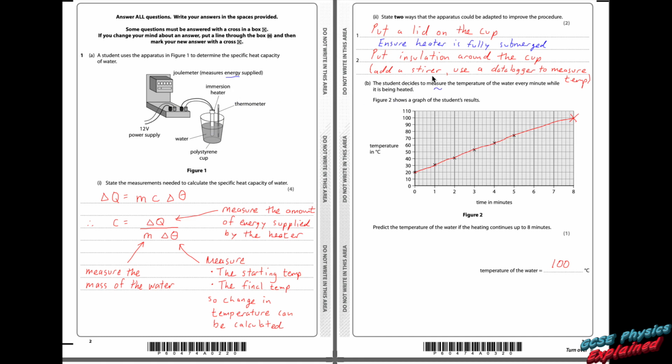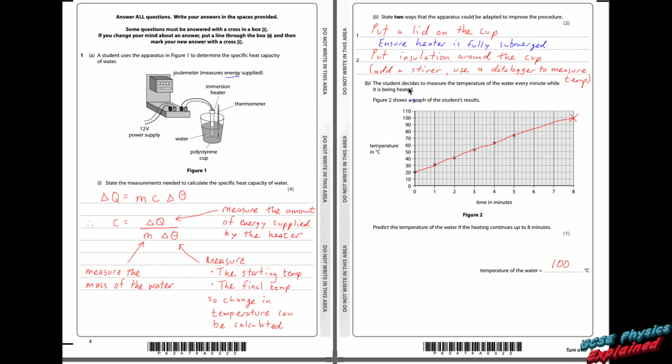And you could add a stirrer to mix the water up to make sure that the water next to the thermometer is not a pocket of heat or a pocket of cold. Or you could use a data logger to measure the temperature instead of a thermometer. So a data logger is like a thermometer that you hook up to a computer.